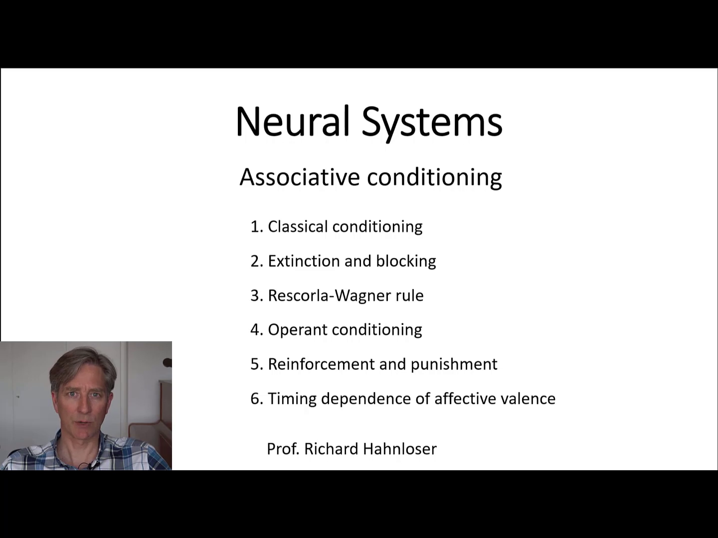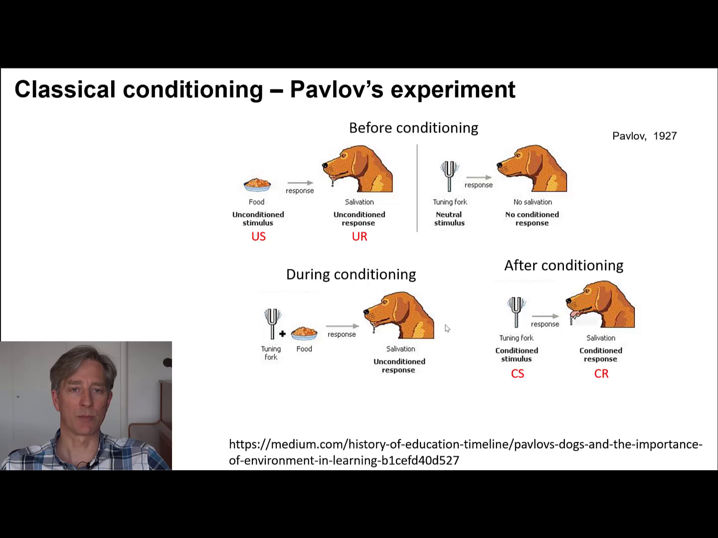As we're going to see, the ideas we're going to see today will lead to reinforcement learning, and so they form an important part of current trends in artificial intelligence. So I will talk about classical conditioning, the experiments by Pavlov, then two properties, extinction and blocking. Then I will speak about a simple model, the Rescorla-Wagner rule, which is essentially the first step towards reinforcement learning. Then we look at operant conditioning, the notions of reinforcement and punishment, and then we'll talk about timing dependence of affective valence. Good, so let's get started with Pavlov's experiment.